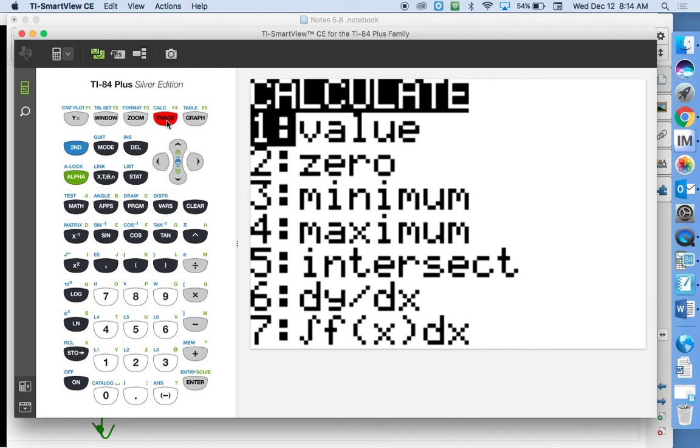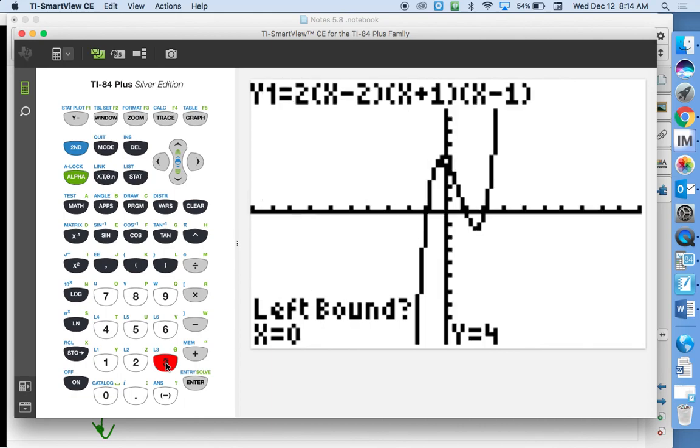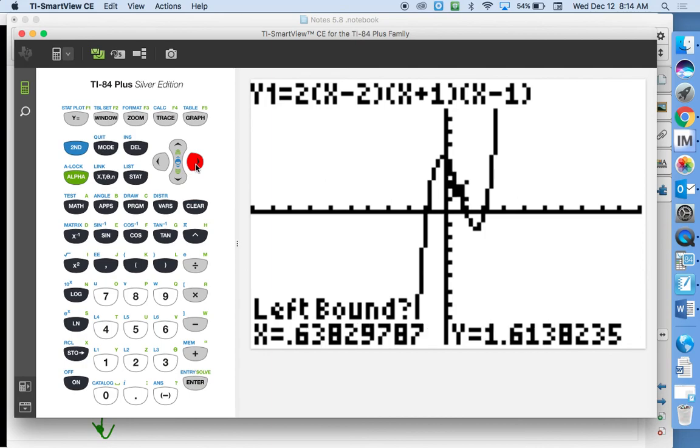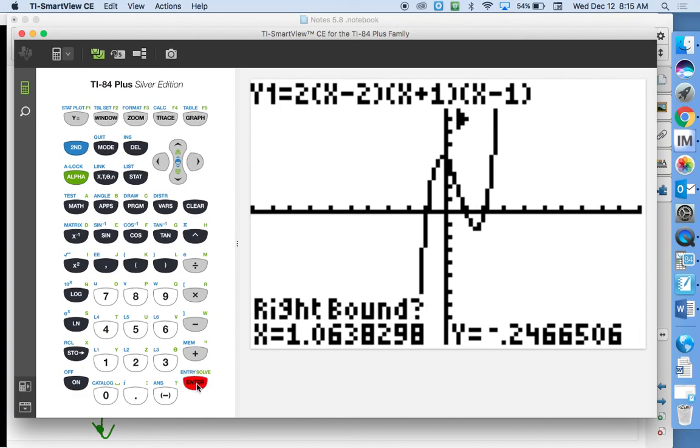Whichever one you want to find first is totally up to you. So if we find the minimum first, I'm going to hit number 3. I need to take the little blinking cursor. If I'm finding the minimum, it needs to be close to the minimum value. So the left bound means it should be on the left side of the lowest point. So right here's my lowest point. It needs to be somewhere to the left. And then you hit the enter button.